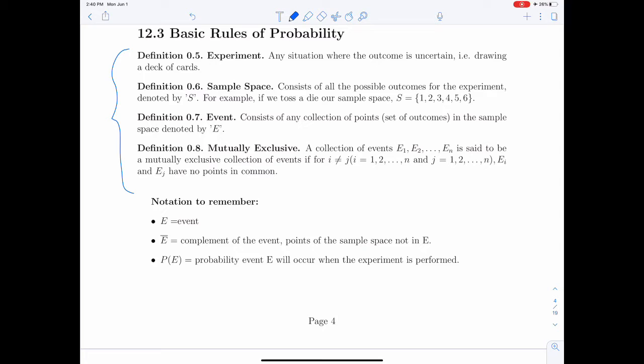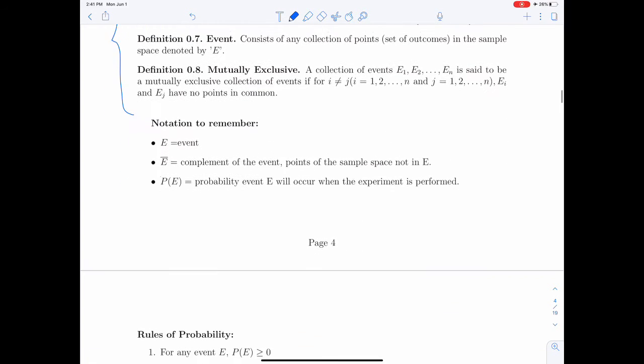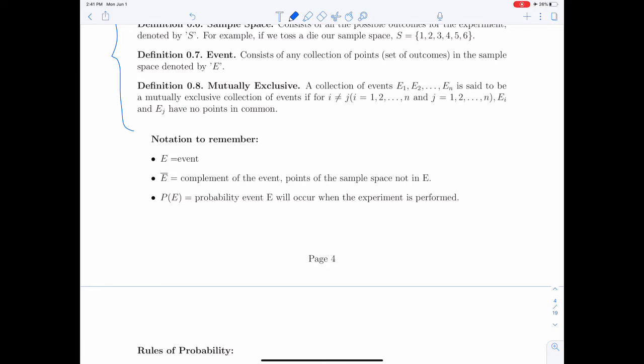So events don't have to just be one task. An event could be, okay, what if I draw a 2 and it's a heart? So those are 2 separate conditions basically, but it's all one singular event. And then mutually exclusive basically is saying that they don't have any points in common for these events. So for a collection of events in a sample space, E sub i does not have the same points as E sub j.